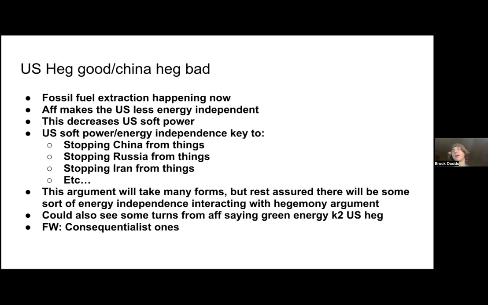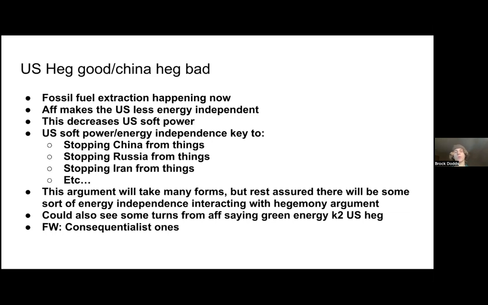So the negative might argue that if we affirm and prohibit this extraction, we're going to decrease exports to Europe, which is going to overall diminish Europe's ability to have leverage over Russia. Russia's going to have more leverage over Europe in turn, and that very much complicates the geopolitical situation. Probably some sort of nuke war link there, things like that.